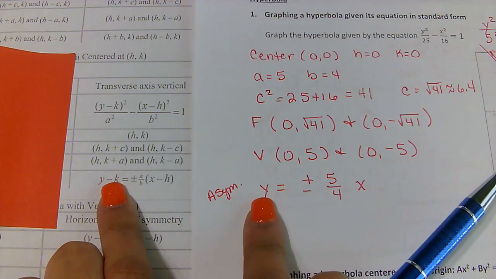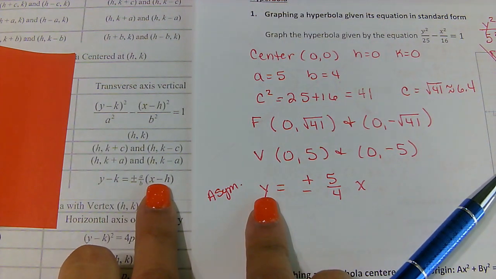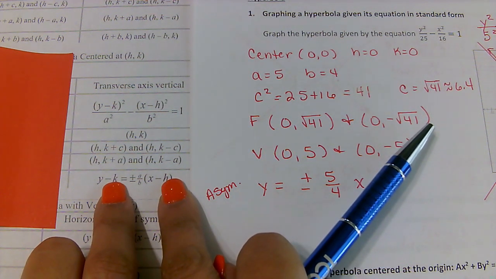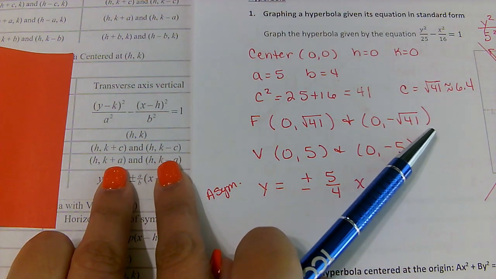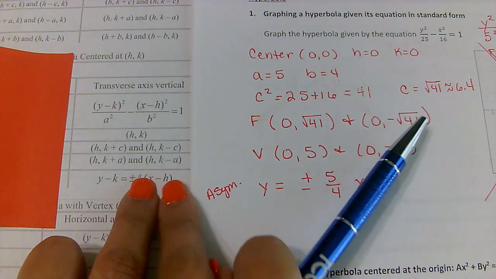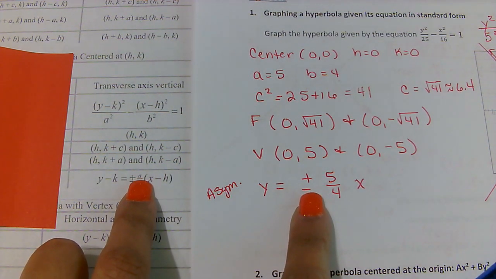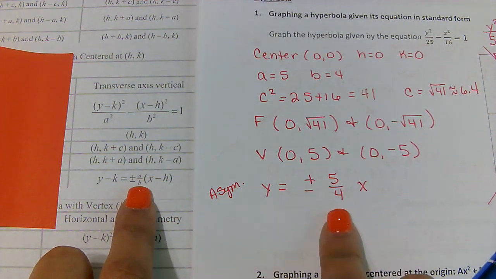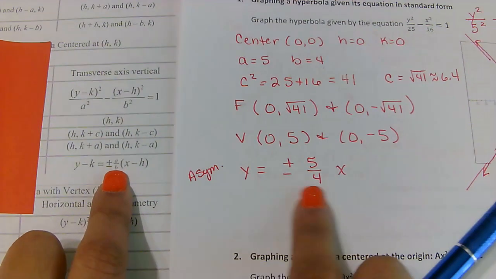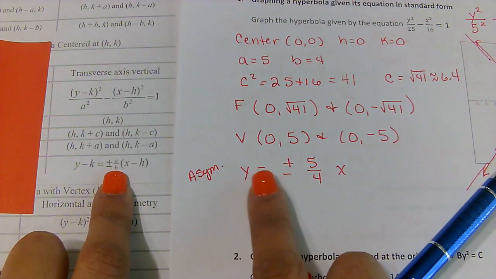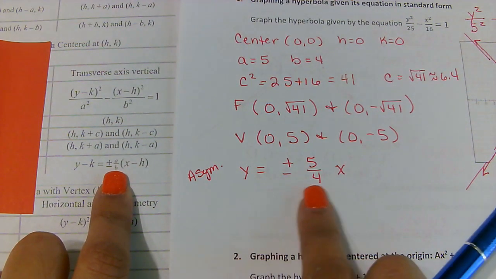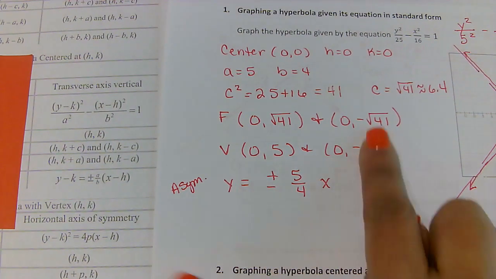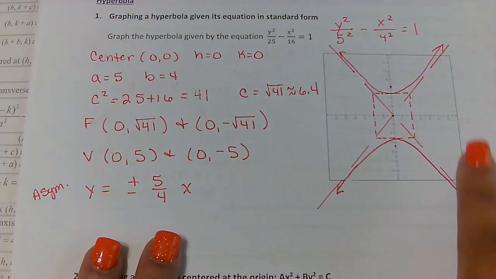For our asymptotes, we'll be using this equation here. Notice that the h is 0 and the k is 0, so these terms just cancel out. You want a plus or minus, and the a value goes on top, which is our 5, and our b is the 4 that goes in the denominator. So our asymptotes are simply y is equal to plus or minus 5/4 times x. Once we have this information, we can go ahead and graph.